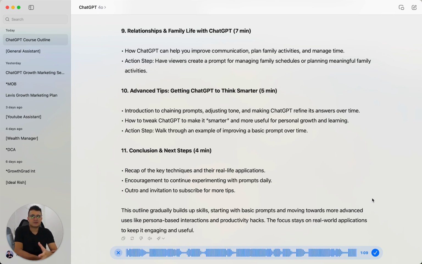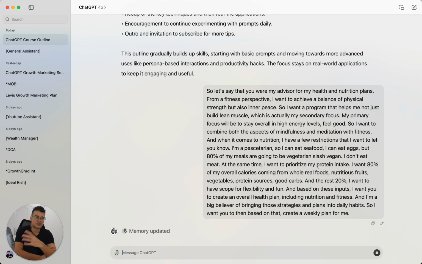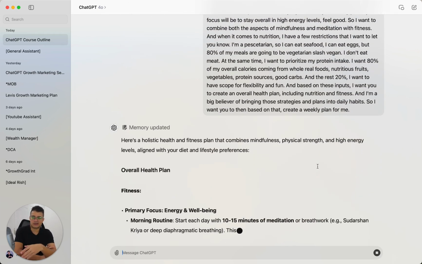And based on these inputs, I want you to create an overall health plan, including nutrition and fitness. And I'm a big believer of bringing those strategies and plans into daily habits. So I want you to then, based on that, create a weekly plan for me. So we're going to start with the health aspect. And first, I'm going to show you a very basic way of prompting. So I've just given it all of the inputs and restrictions and requirements. And based on that, I'm going to get output, right?